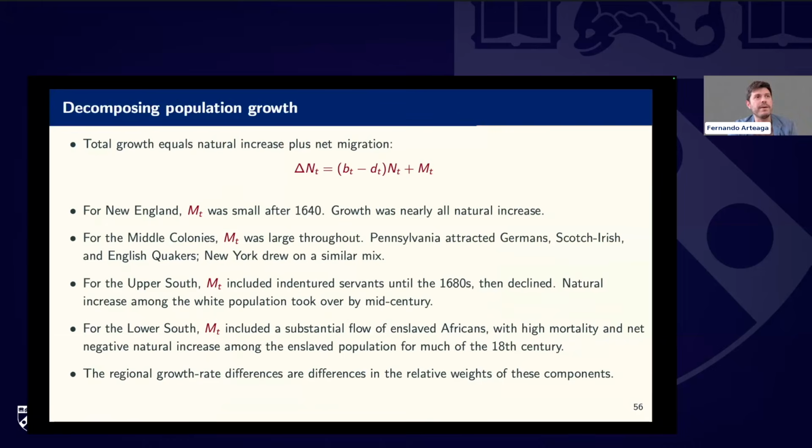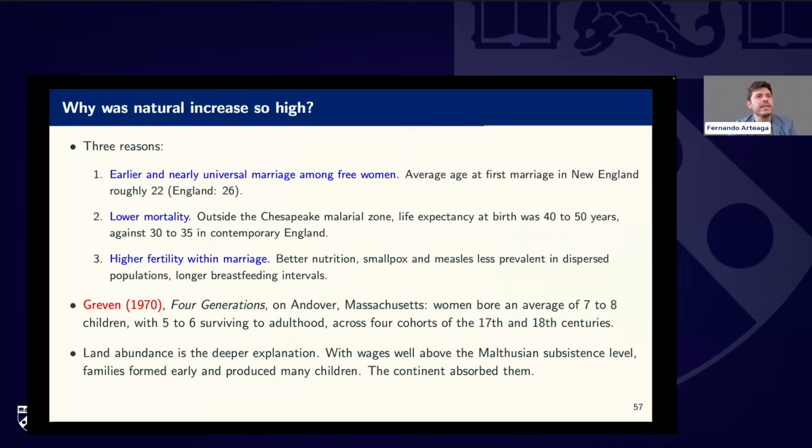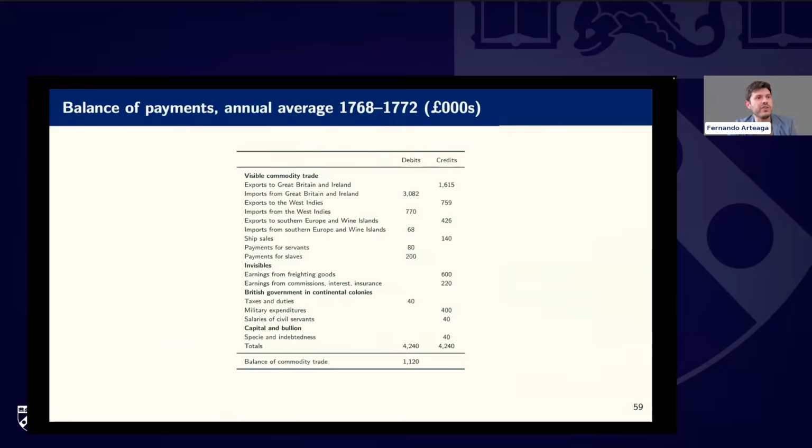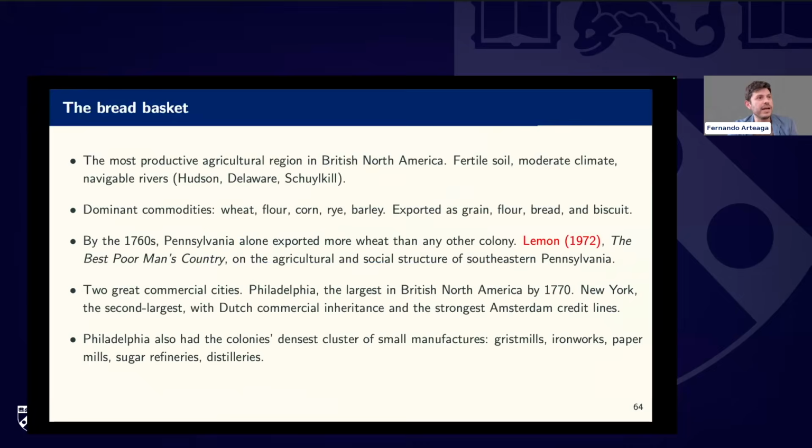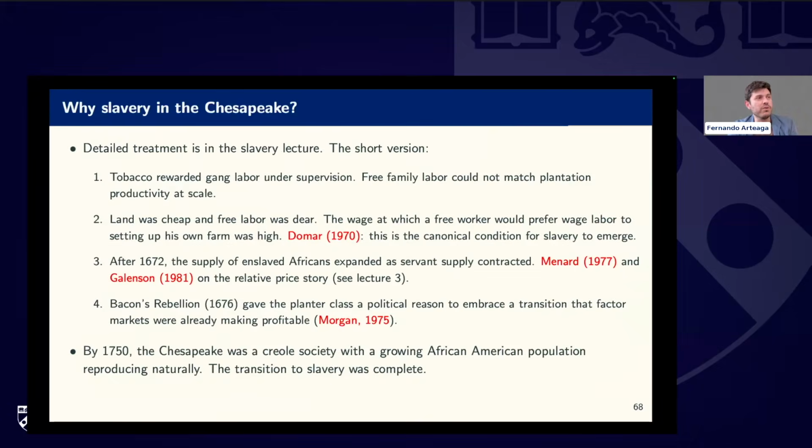Skip this. It explains a little more about migration versus fertility rates. I already talked a lot about trade, so I'm going to skip this. I don't have a lot of time, so let me just go into the conclusions here.